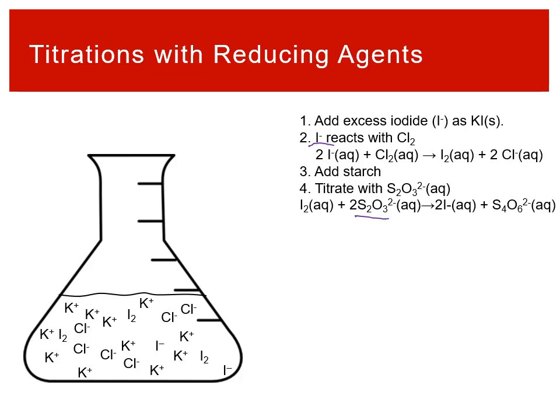S2O3 2-, called thiosulfate, is the most common choice. It's a pretty stable reducing agent that won't degrade in your lab, but it does work. And most importantly, it's common here because this setup with iodine is really, really common. S2O3 can reduce iodine back to iodide, so I2 to I-.